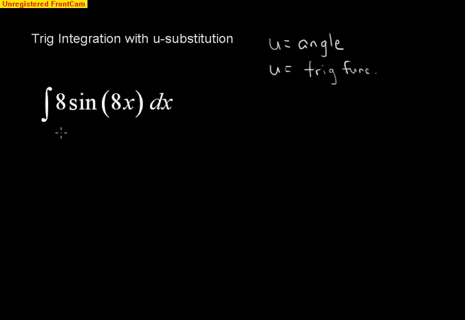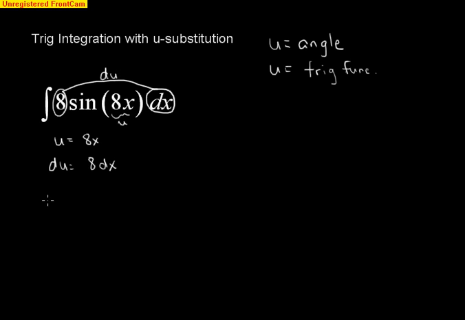Okay, so if we look at our first example here, we have the integral of 8 sine of 8x. What we're going to do here is let U equal the angle. So we're going to let U equal the 8x right here. The derivative of U is 8 dx. We write it in differential form, so the derivative of 8x is 8 dx. And we actually see that we have that in our problem here. We have 8 dx right here, and that is equal to du.